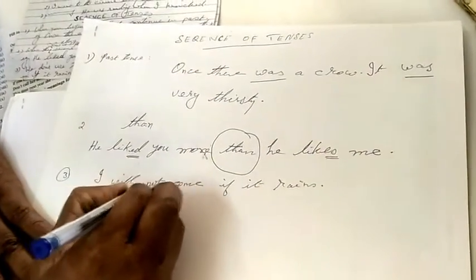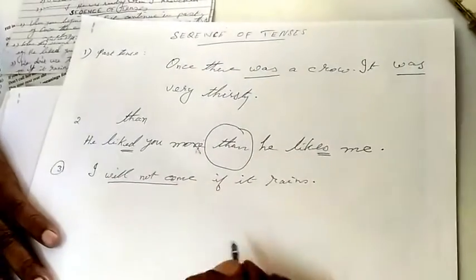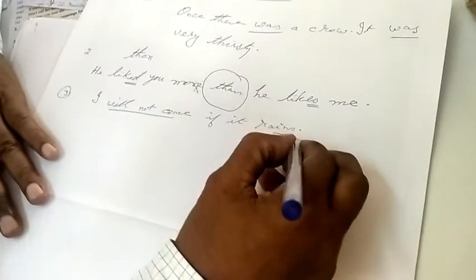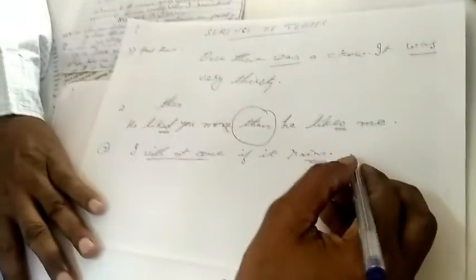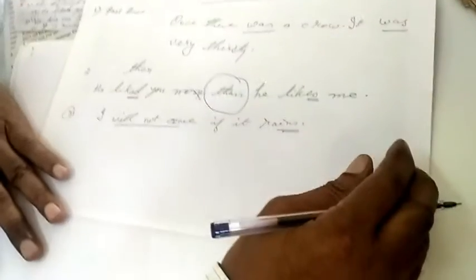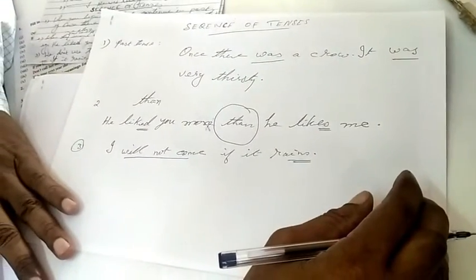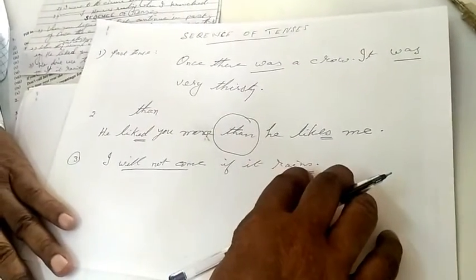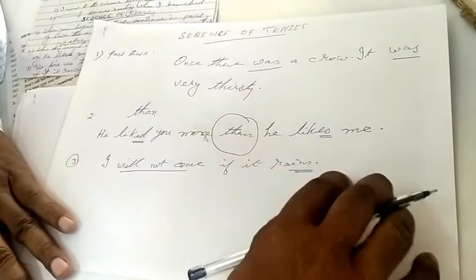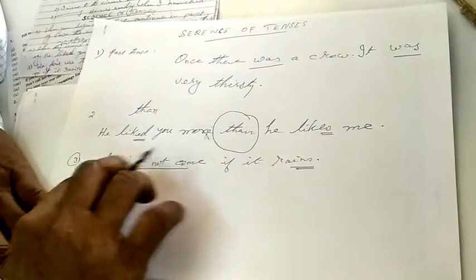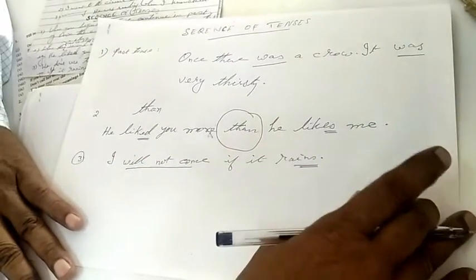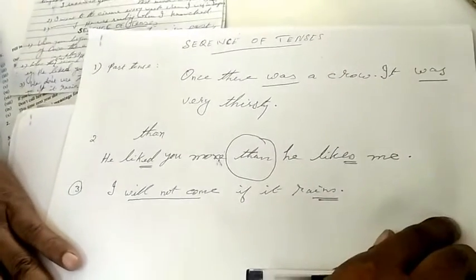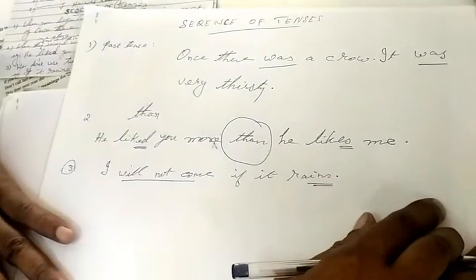Here, I will not come. This is future. Whereas, it is followed by if it rains, present simple tense. That's what I am telling. So, a future is not followed also by an equal future. Some students wrongly say, I will not come if it will not rain. That is not acceptable. Now, what is the sequence here to care about?